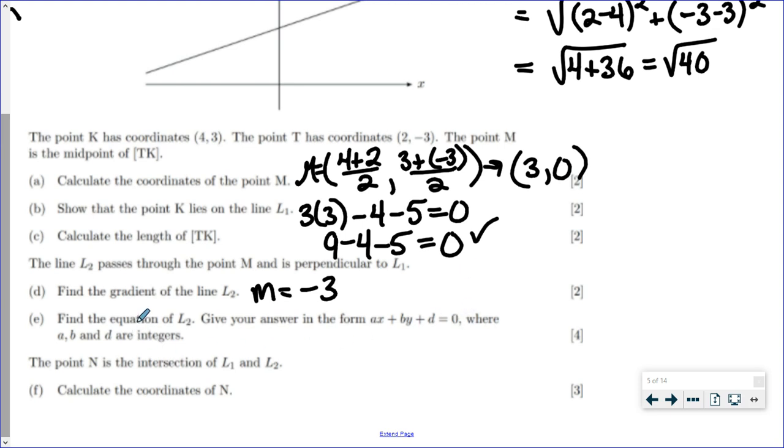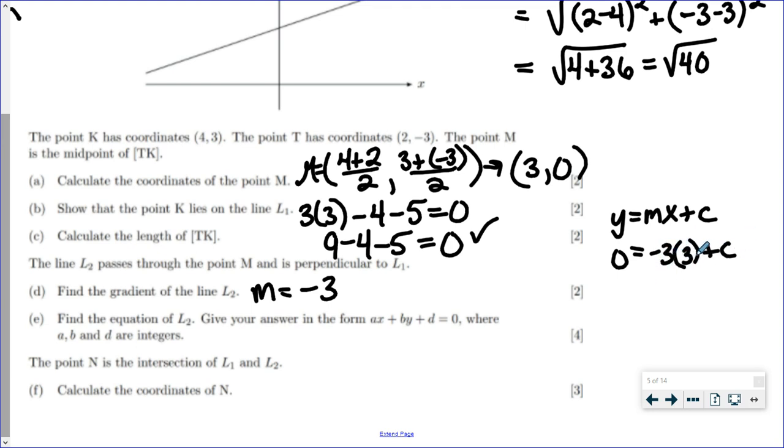Find the equation of L2. Give your answer in the form ax plus by plus d equals 0, where a, b, and d are integers. So I'll start over here with y equals mx plus c. My m I know is -3. We know that it goes through point M, which we found to be (3, 0). So my y is 0, my x is 3.